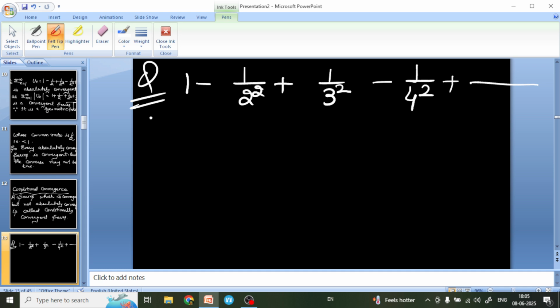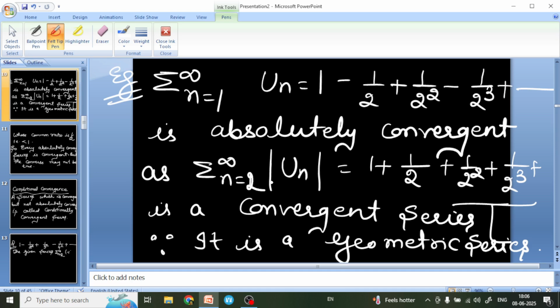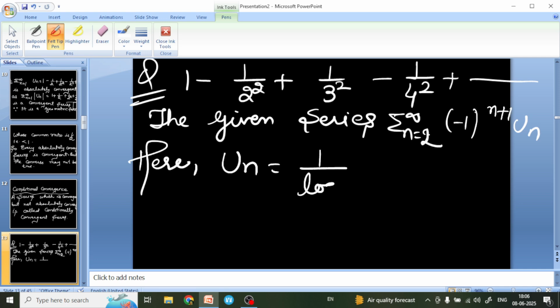First of all, write the given series sigma n is equal to 2 to infinity of minus 1's whole power n plus 1 u n. Here u n is equal to 1 over log n.